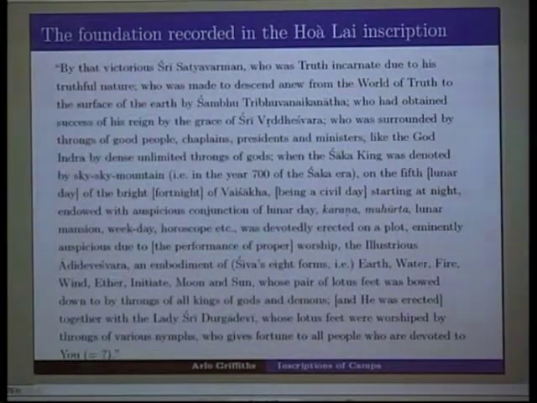An embodiment of Shiva's eight forms, that is, earth, water, fire, wind, ether, initiate, moon, and sun, whose pair of lotus feet was bowed down to by throngs of all kings and gods, of gods and demons. And he was erected together with the lady Shri Durga Devi, whose lotus feet were worshipped by throngs of various nymphs, who gives fortune to all people who are devoted to you.